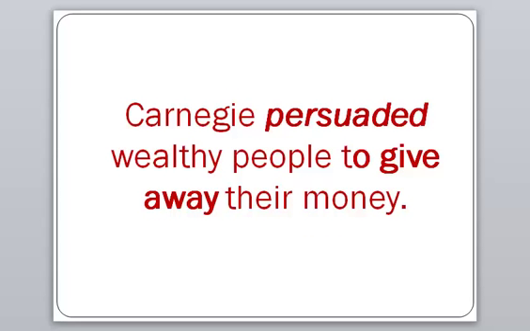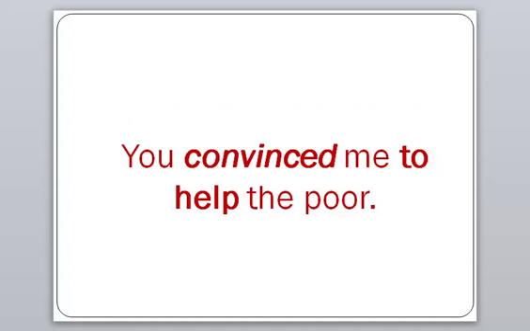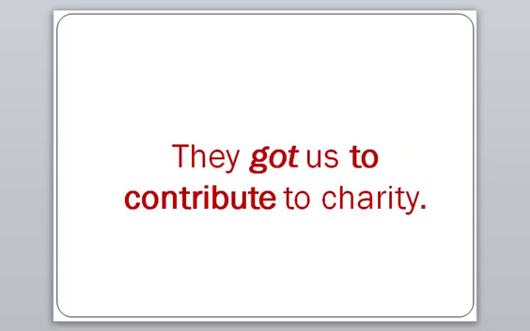So, Carnegie persuaded wealthy people to give away their money. So here's persuade, and here is the object, and here is the infinitive, to give away their money. Another one is convinced. You convinced me to help the poor. Here is the verb convinced, and there's the object, and there's the infinitive. They got us to contribute to charity. The verb, the object, and the infinitive.